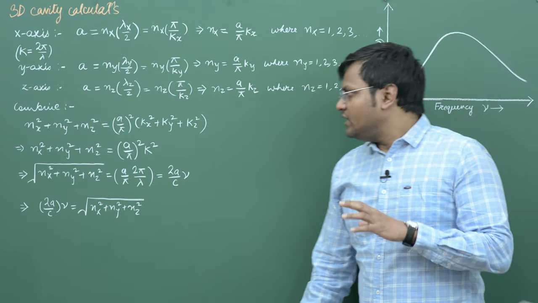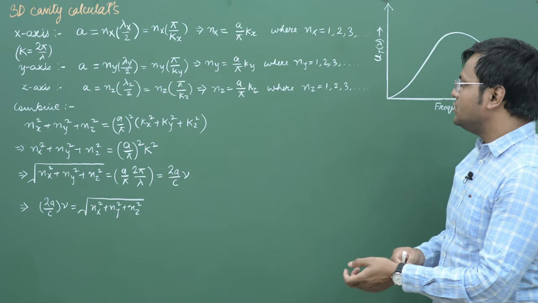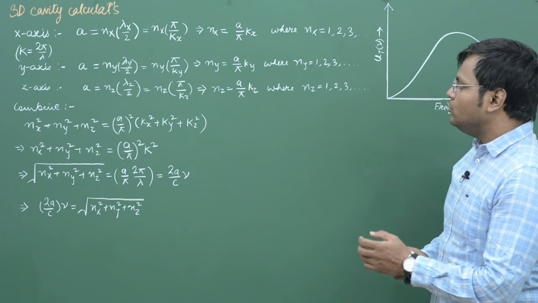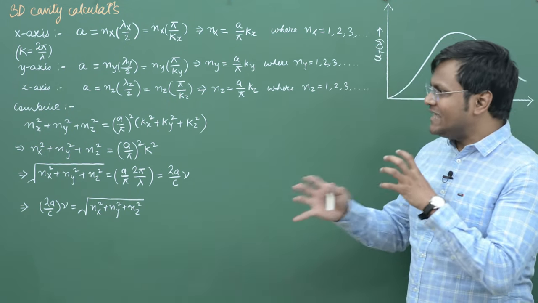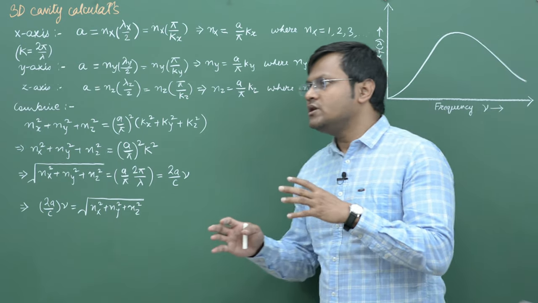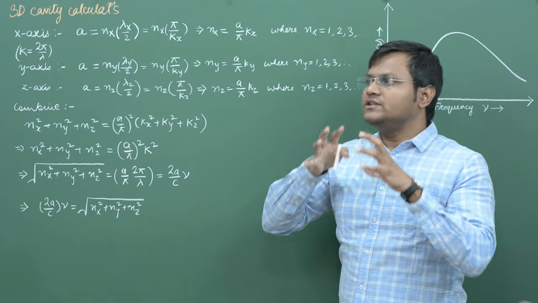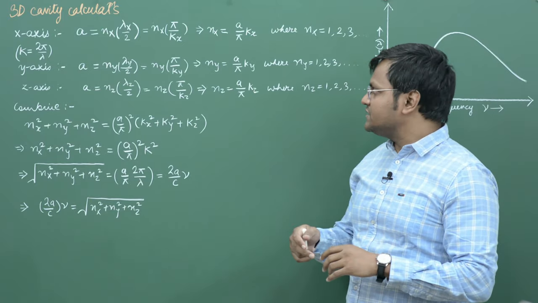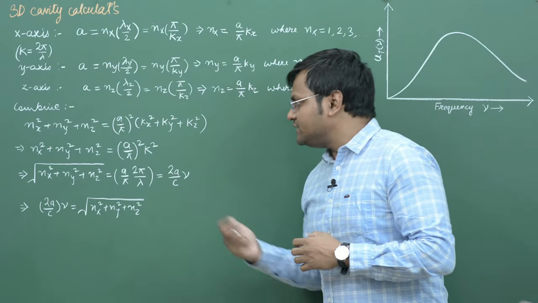Now I have to make something clear. Actually, the detailed derivation requires that we choose a standing wave that is not necessarily along the XYZ direction, but in a random direction, and its components are along the X, Y and Z axis. And then we apply the conditions for the components and finally come up with this expression.